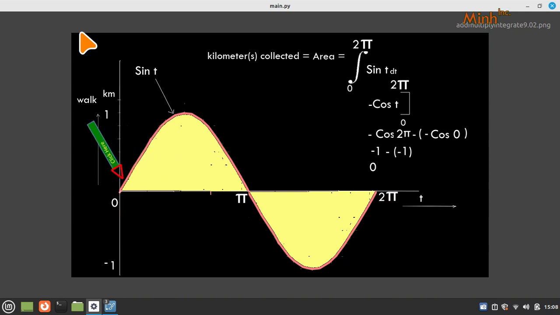From here to here, he is walking forward. From here to here, he is walking backward. Separately, he has traveled some distance in each part, but if we add both, it is 0. That is the integral of sin t dt from 0 to 2 pi. So cos 2 pi minus cos 0 becomes 0. So it is perfect. The area is perfect.